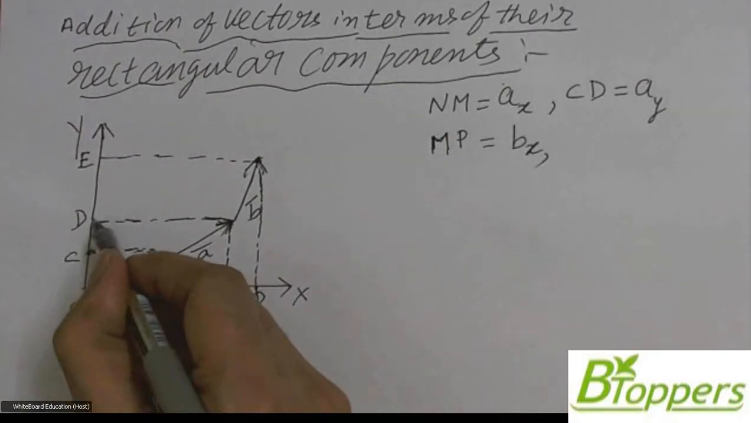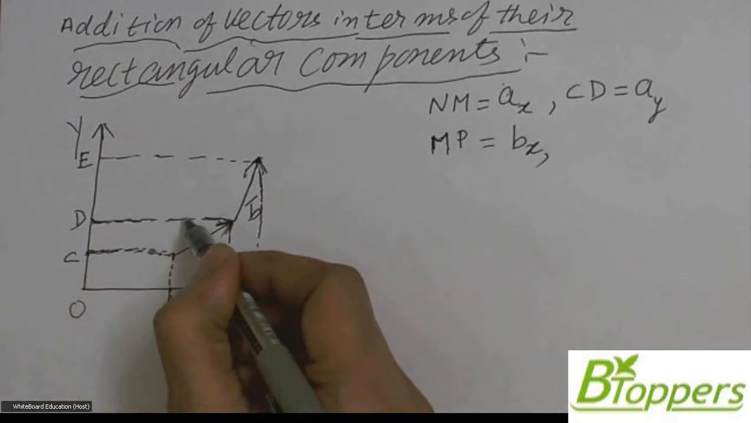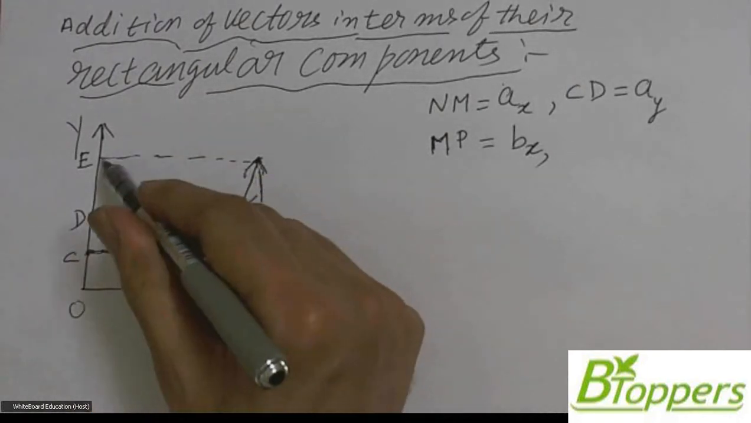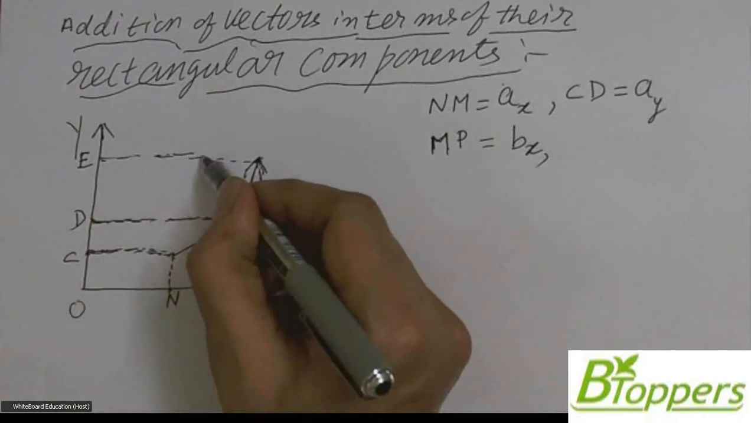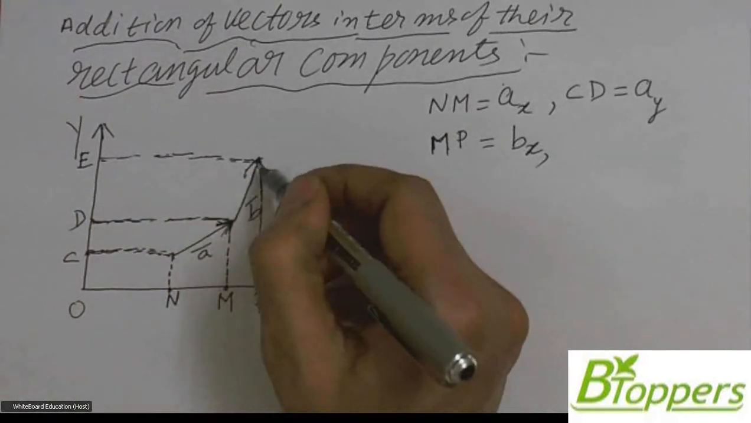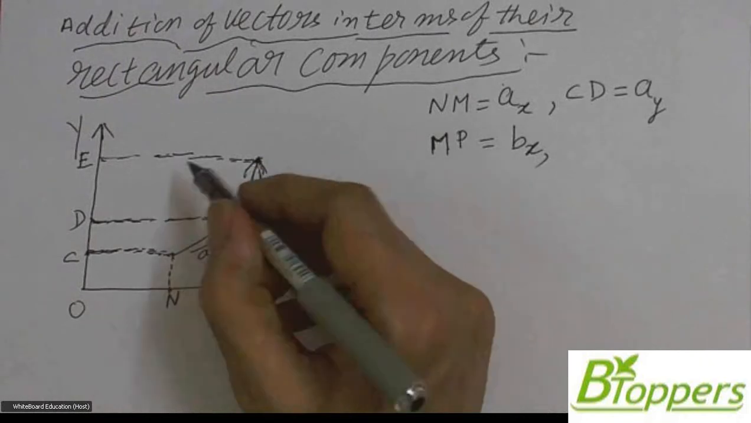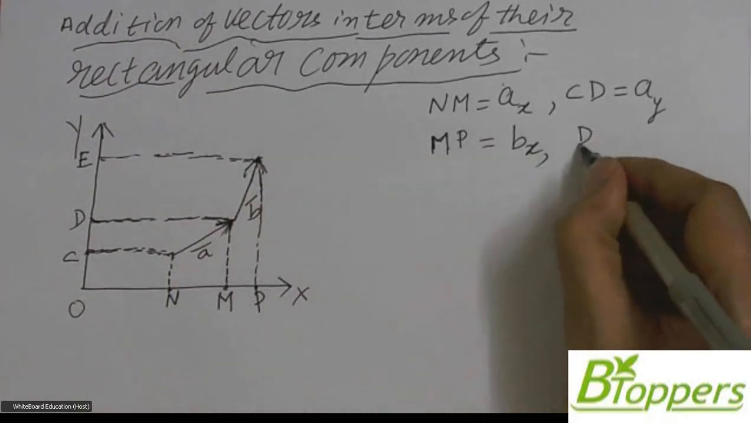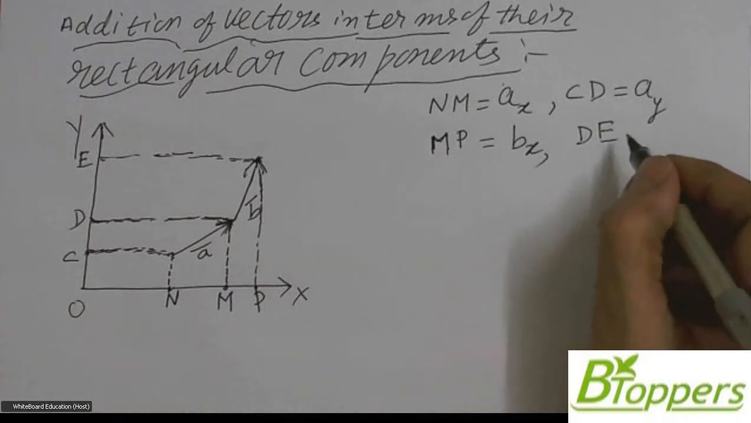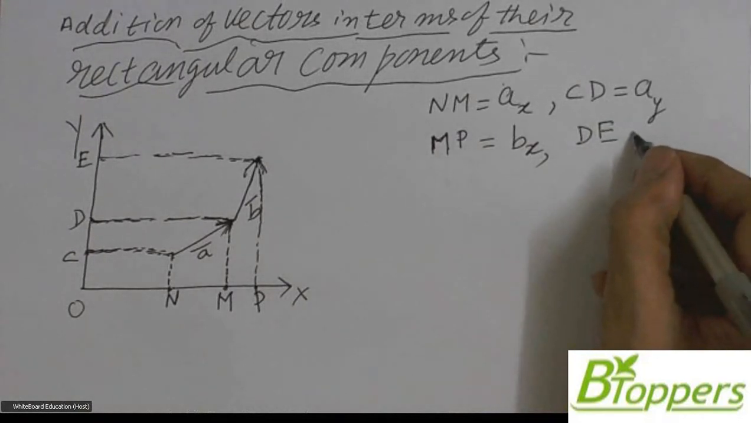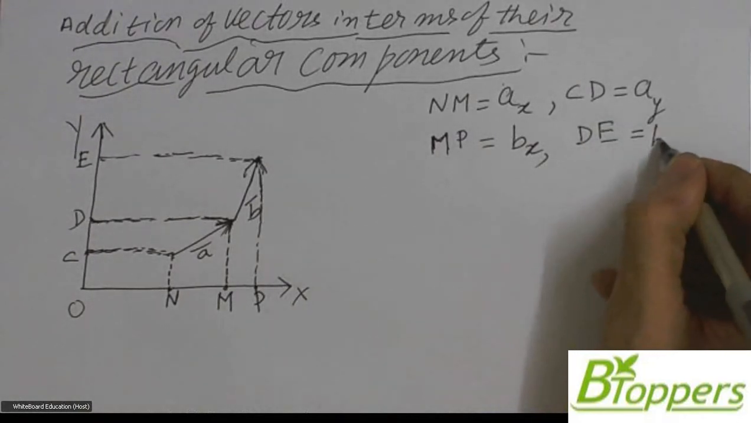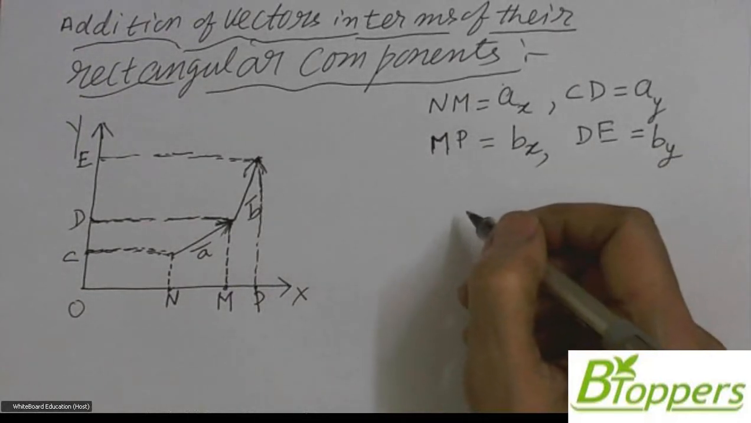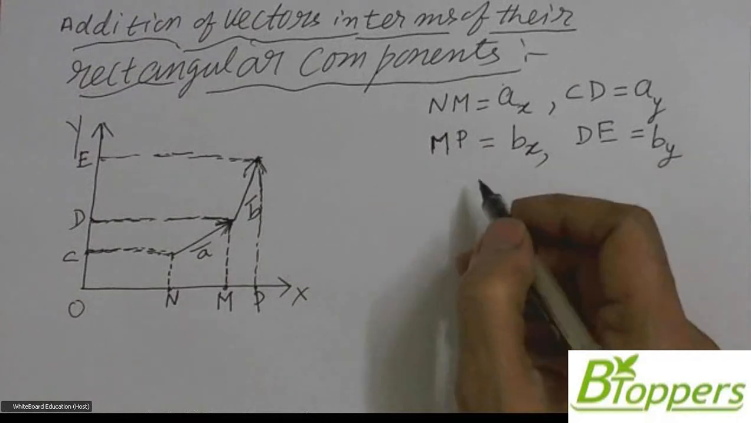Here D is the foot of the perpendicular dropped from the tail of vector b bar on the y axis and E is the foot of the perpendicular dropped from the head of vector b bar on the y axis. So the length of the line between the points D and E on the y axis gives you the component of vector b bar along the y axis, denoted by by.